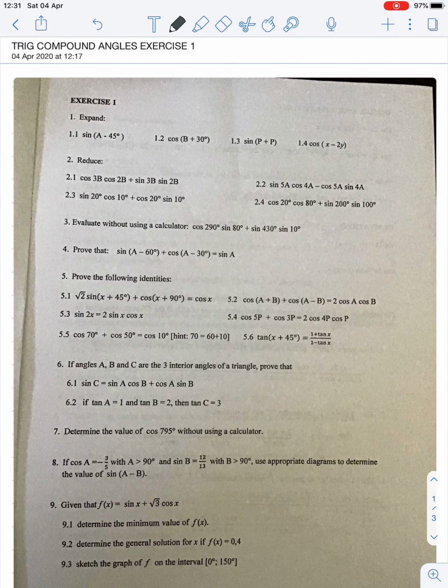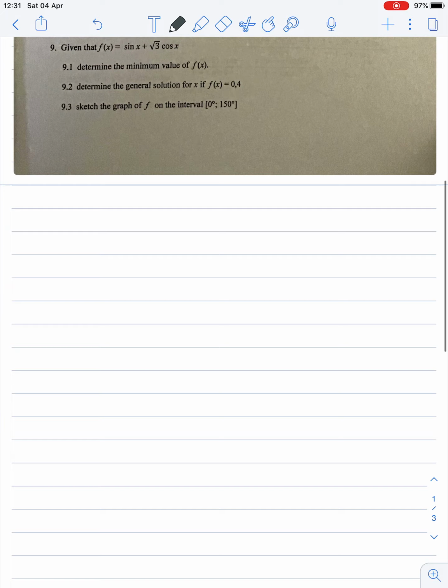Right, morning gents. I am giving this a go, teaching on my sister-in-law's fancy iPad and going to try to record the answers to exercise 1. Trig compound angles, let's give it a go. I've taken a photo of the question paper, so I'm going to work through it with you. You've already got the memo, but let's go through it anyway.